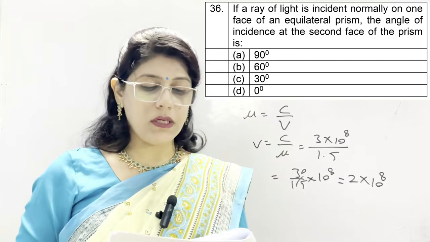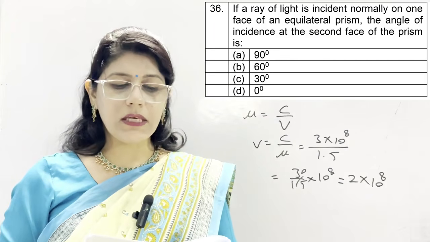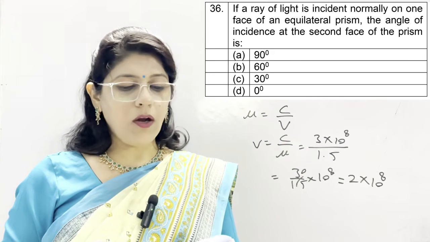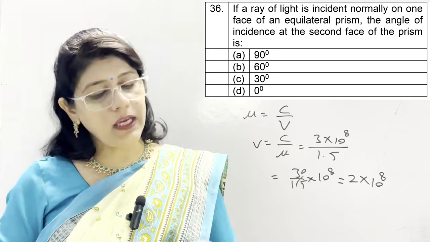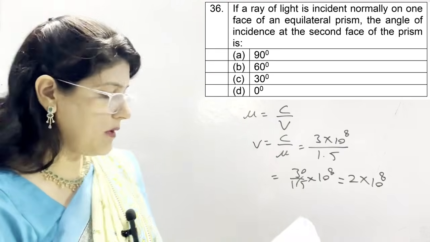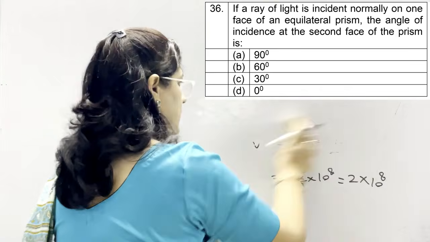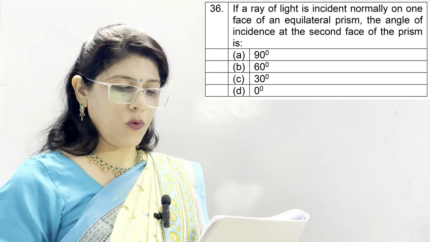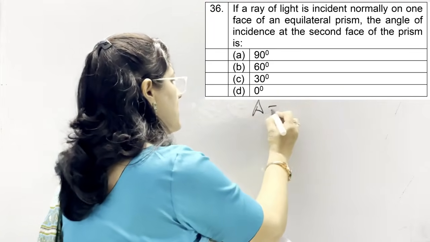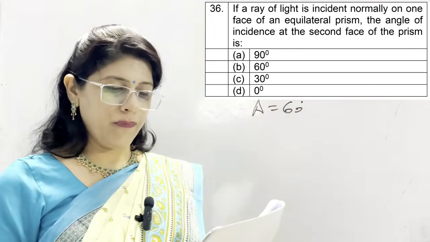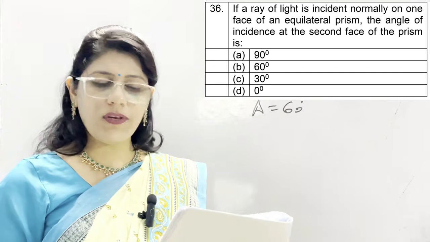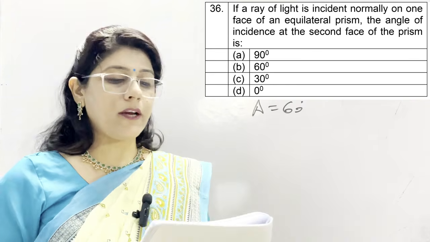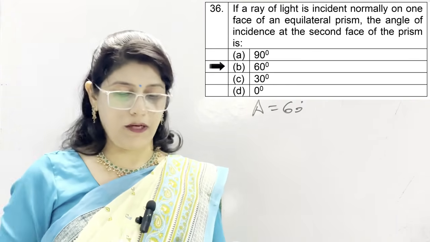Now coming to question number 36, if a ray of light is incident normally on one face of an equilateral prism, the angle of incidence at the second face of the prism is: options given are 90 degree, 60 degree, 30 degree and 0 degree. We know it is an equilateral prism given in the question. So angle of prism A is equal to 60 degree here. Now angle of refraction from first surface is 0 in this case. So at the second surface, angle of incidence is 60 degree, correct option is B.